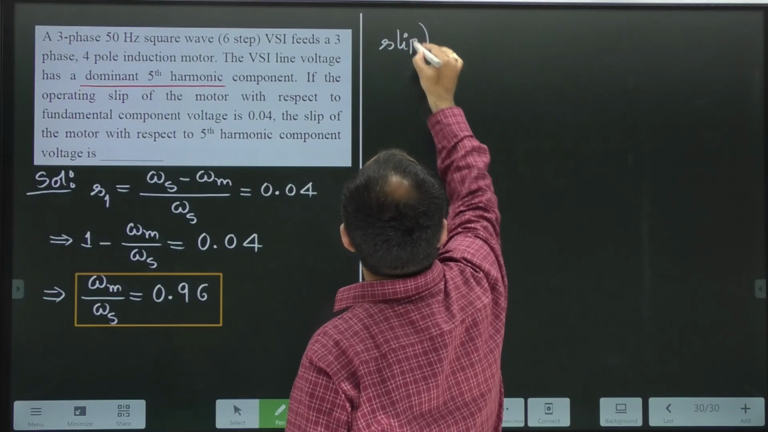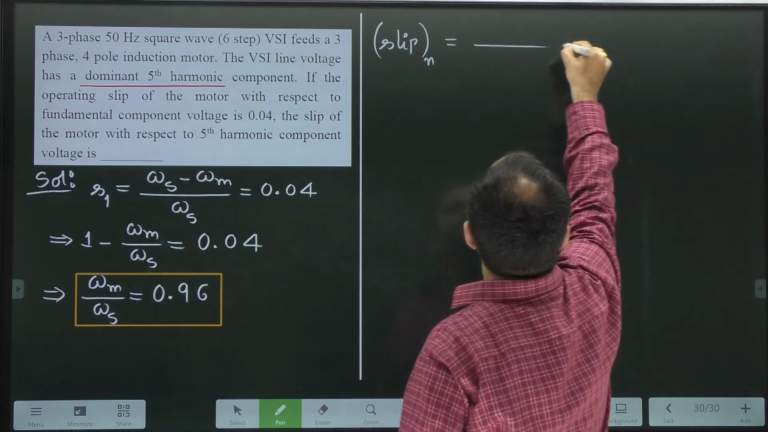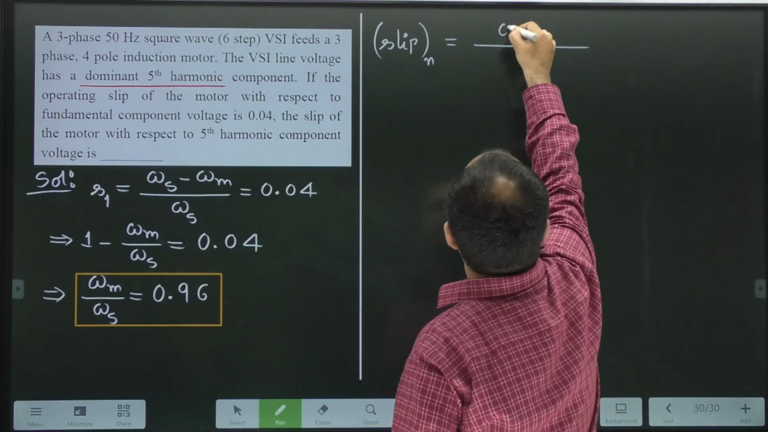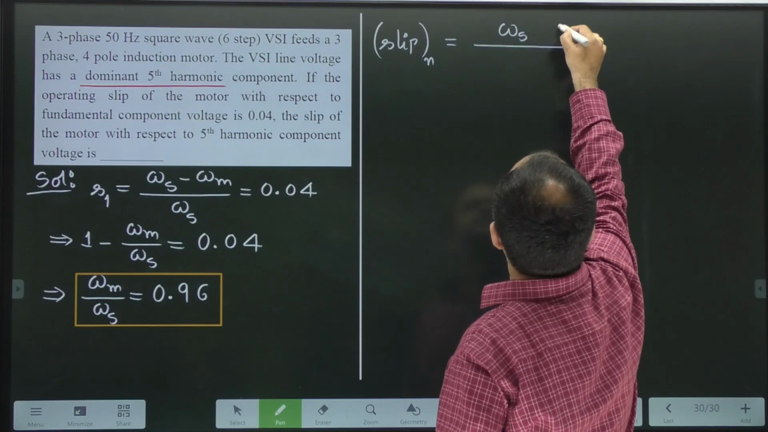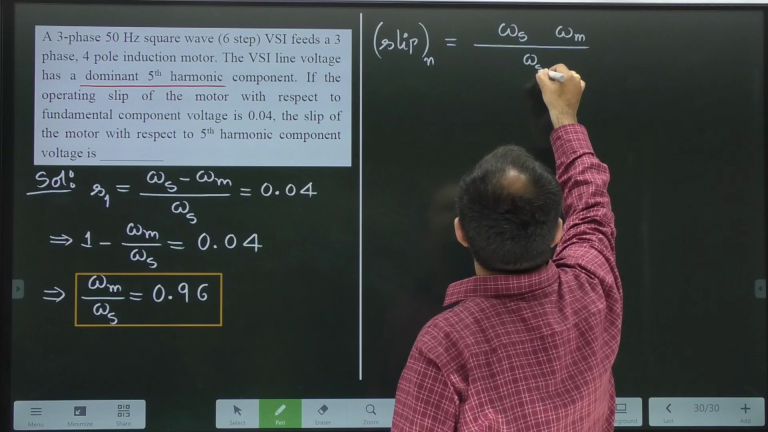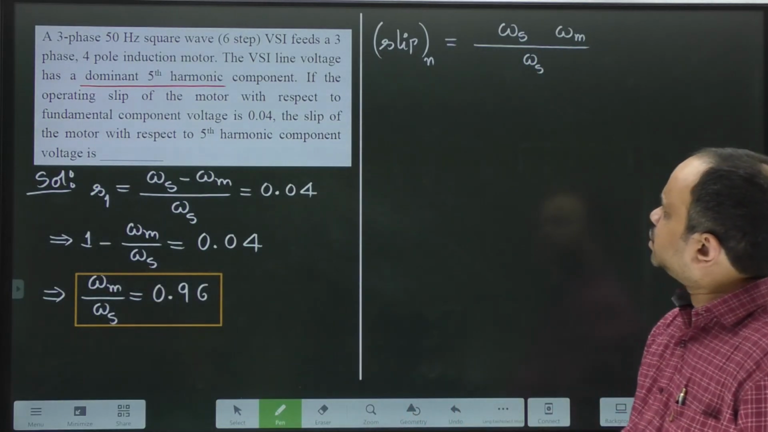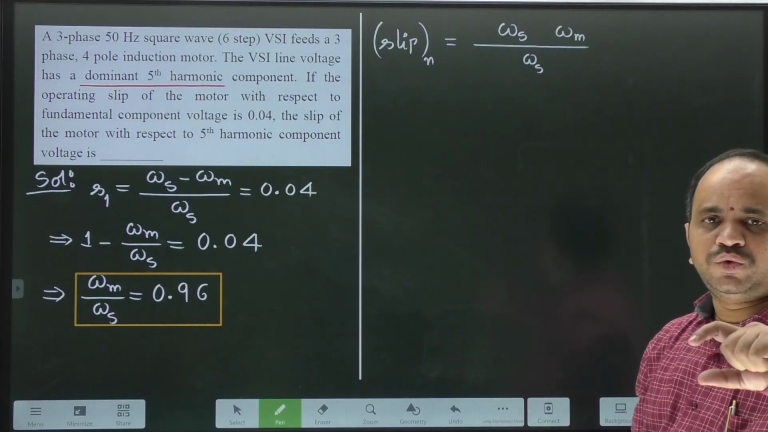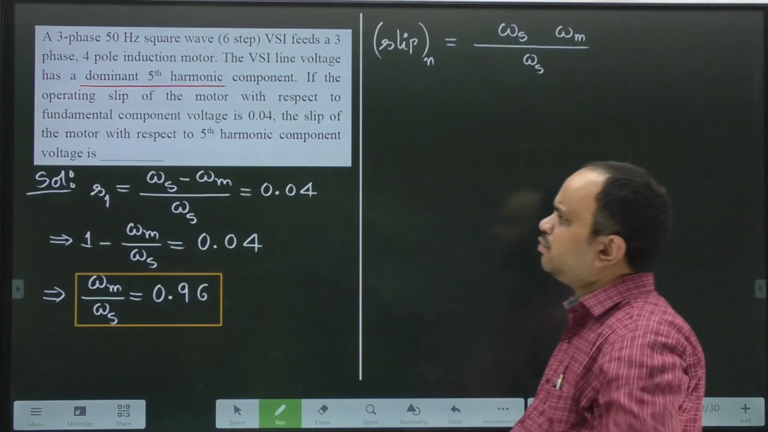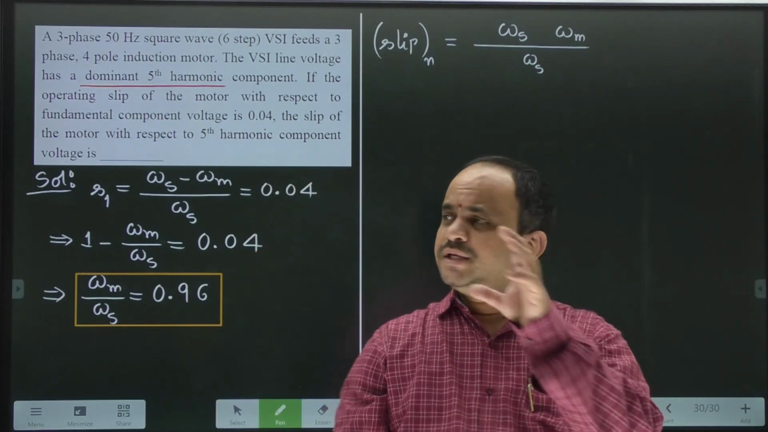Slip due to nth harmonic: omega s, omega m, divided by omega s. Follow carefully here. So the inverter circuit is supplying voltage to the induction motor, which means what is that harmonic?